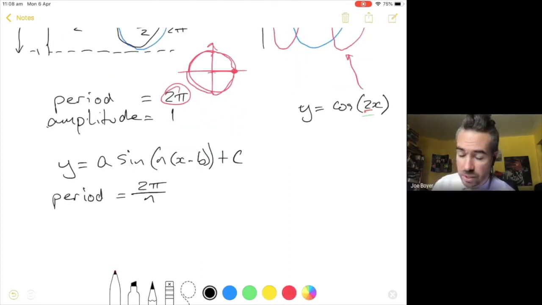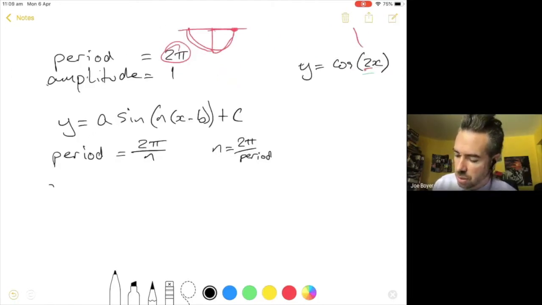Let's also remember this relationship's going to go both ways. So it's also really handy to remember that n is equal to 2 pi over the period. Because there'll be times where you're told what the period is, and you have to then go to n. So we can use that relationship there.